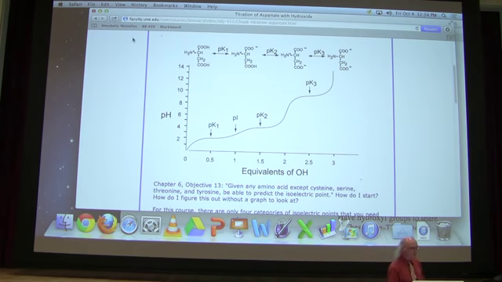Now, this is an amino acid. I picked an amino acid that had 3 ionizable groups. It has an alpha carboxyl. It has an R group carboxyl, and it has an alpha amine. Notice that the alpha amine was the last one that had the proton come off because it had the highest pKa value. This is about 9.5. This is about 4.4, and that's about 2.2.